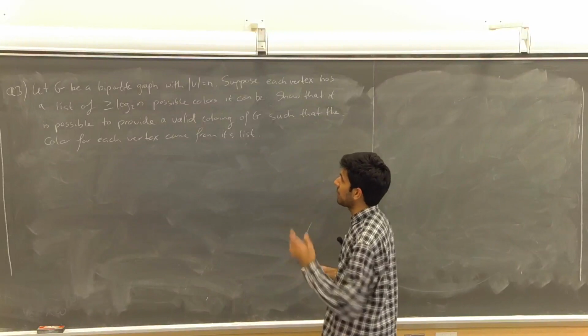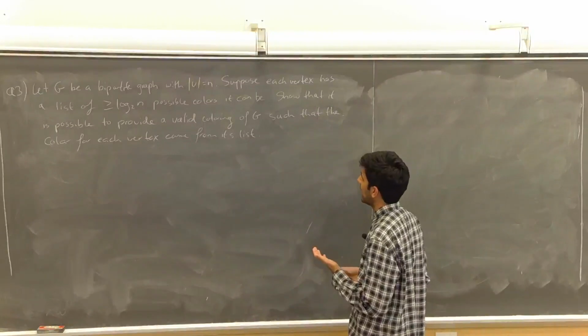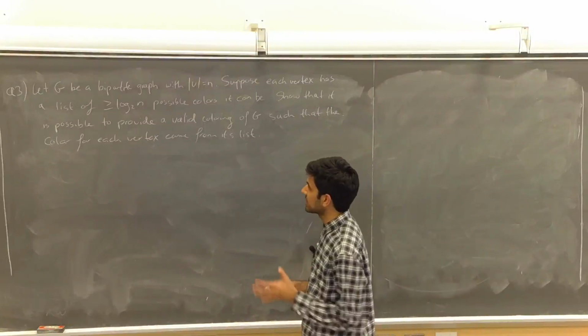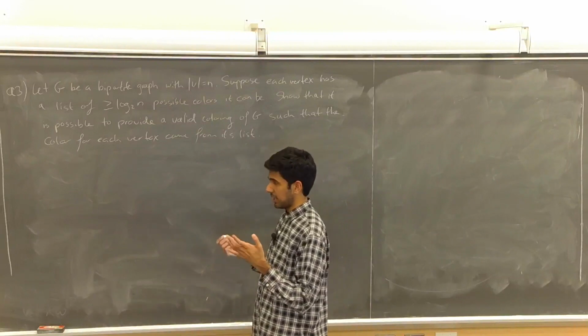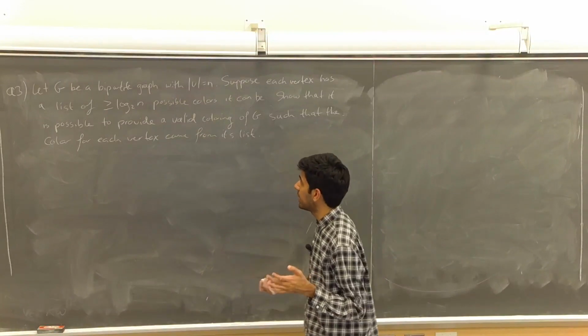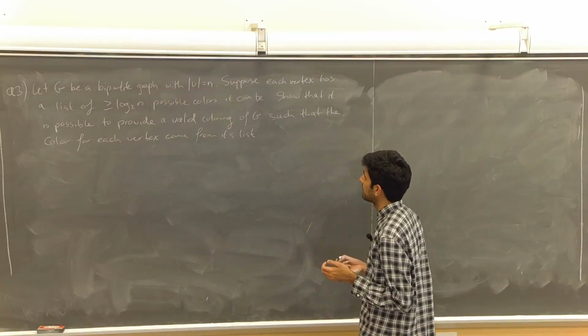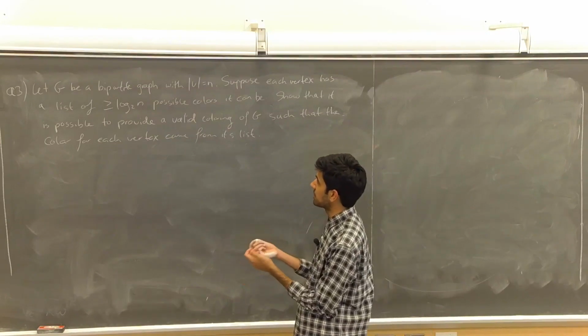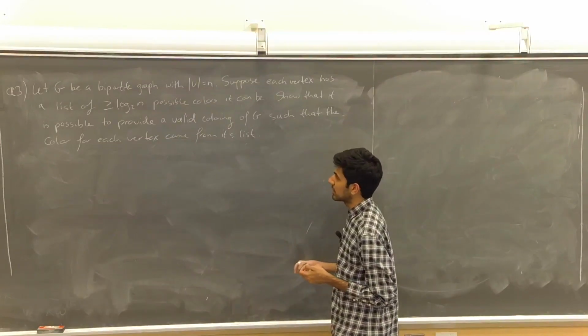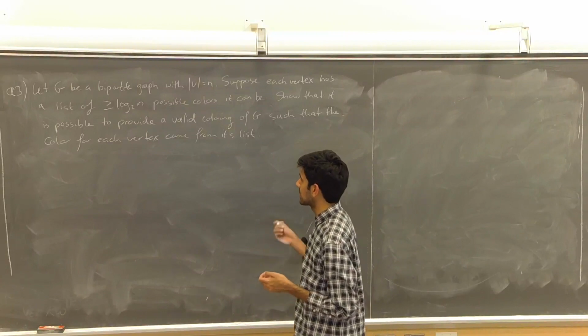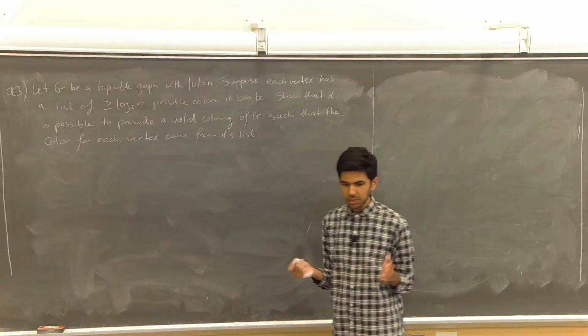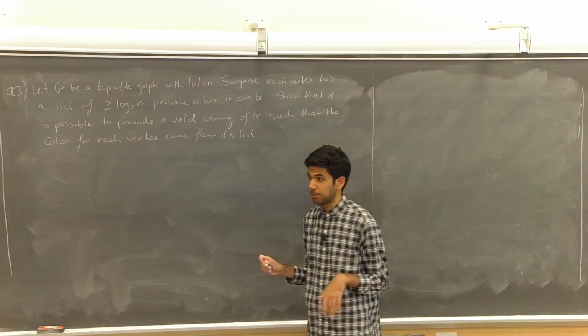So let G be a bipartite graph with the cardinality of V equal to n. Suppose each vertex has a list of size at least log base 2 of n possible colors that it can be. Show that it is possible to provide a valid coloring of G such that the color for each vertex comes from its list. This is a very crazy question to parse.